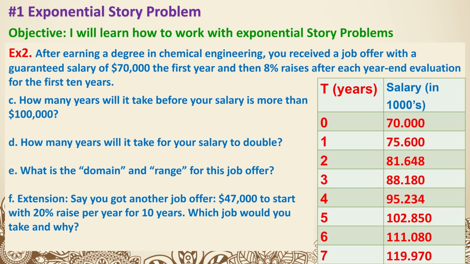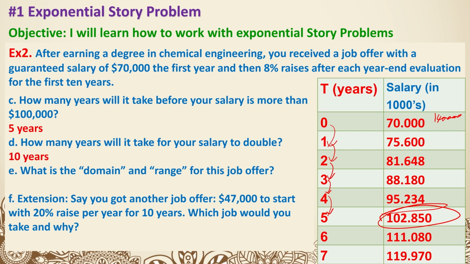How many years will it take before your salary is more than 100,000? So there you go. 100,000 is right there. And it's 5 years, also because you're beginning with 0 again. 1, 2, 3, 4. Getting to that is already 5 years. How many years will it take for your salary to double, which is 140,000, or more than that? You can do a few more calculations, and that's going to give you 10 years.